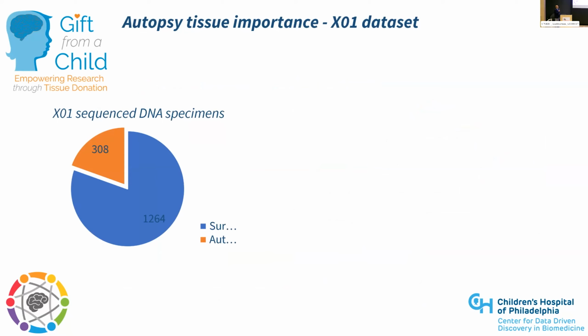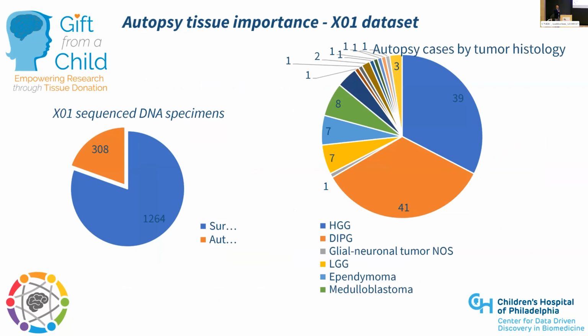Not surprising to me, but close to a quarter of all of the tumor DNA shipped for that project was actually coming from postmortem tissue. And obviously, and unfortunately, not surprisingly, most of those were high-grade and diffuse midline glioma cases, but also medulloblastoma, ependymoma. This actually looked much better on 365 than on Google, so I really apologize for that.